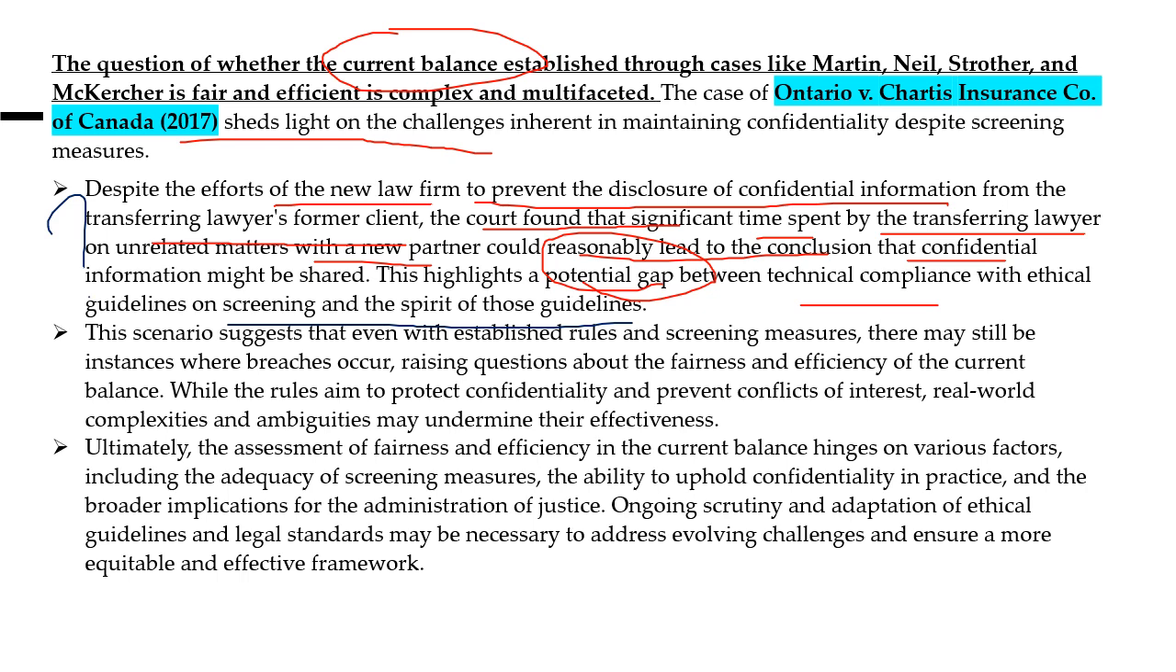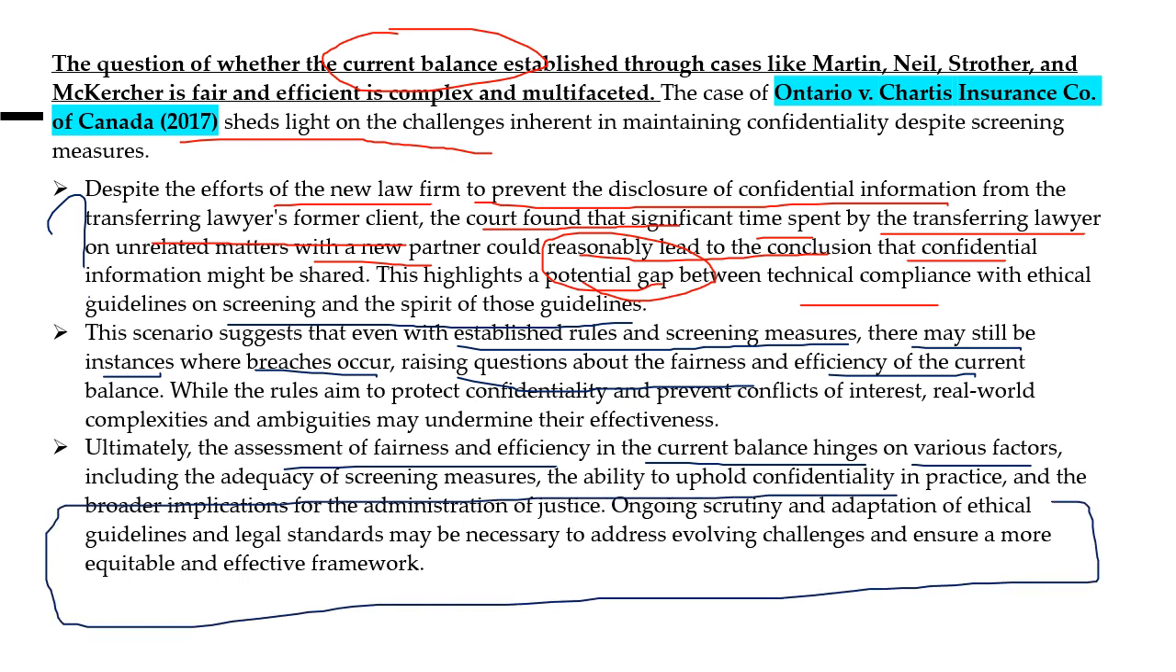This scenario suggests that even with established rules and screening measures, there may still be instances where breaches occur that raise questions about fairness, efficiency. Ultimately, the assessment of fairness and efficiency in the current balance depends upon various factors. So the ability to uphold secrecy in practice, any broader implication for the administration of justice. So ongoing scrutiny and adaptation of ethical guidelines and legal standards may be necessary. So we still have to see to what extent we can save conflict of interest from happening. So this question is still unanswered.